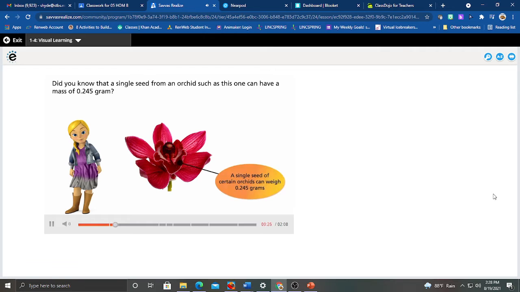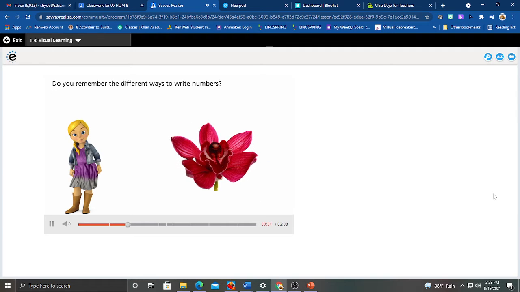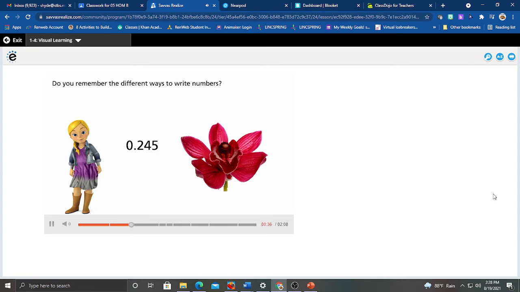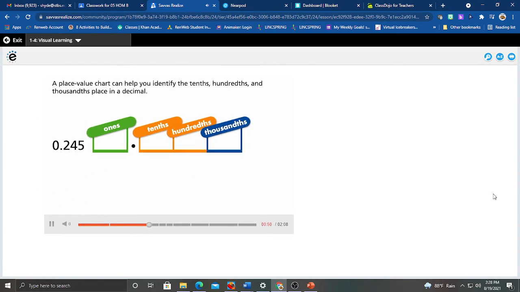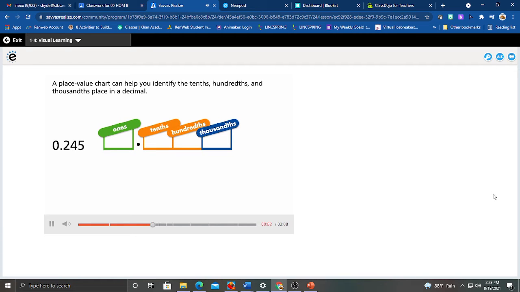Did you know that a single seed from an orchid, such as this one, can have a mass of 245 thousandths of a gram? Do you remember the different ways to write numbers? Well, you can write the standard form, expanded form, and number name for a decimal, just like you can for a whole number. A place value chart can help you identify the tenths, hundredths, and thousandths place in a decimal.